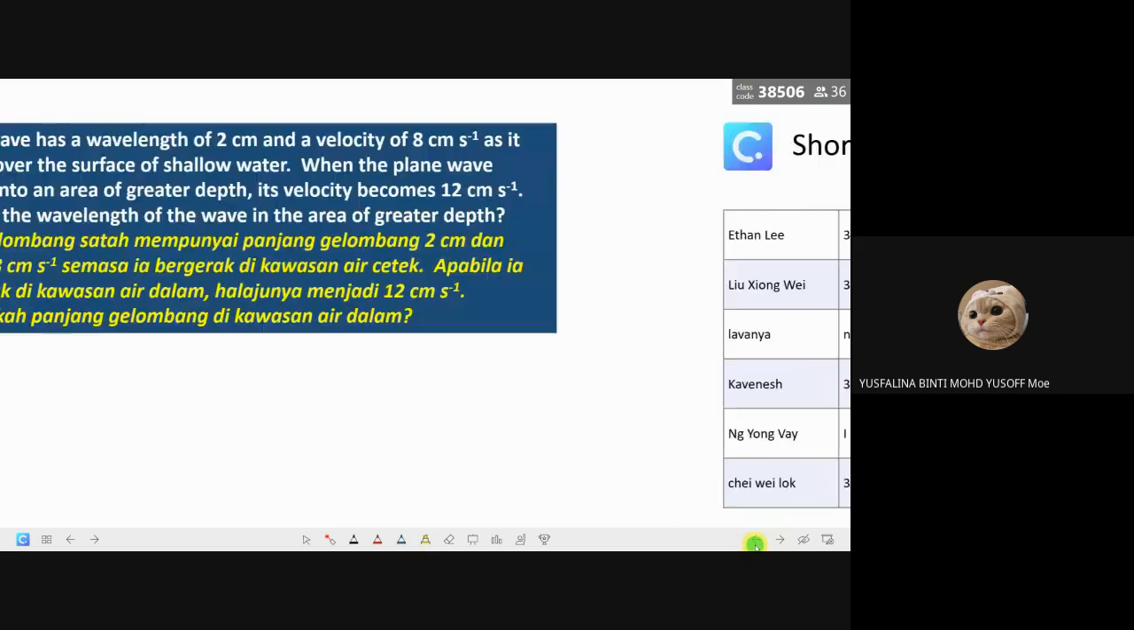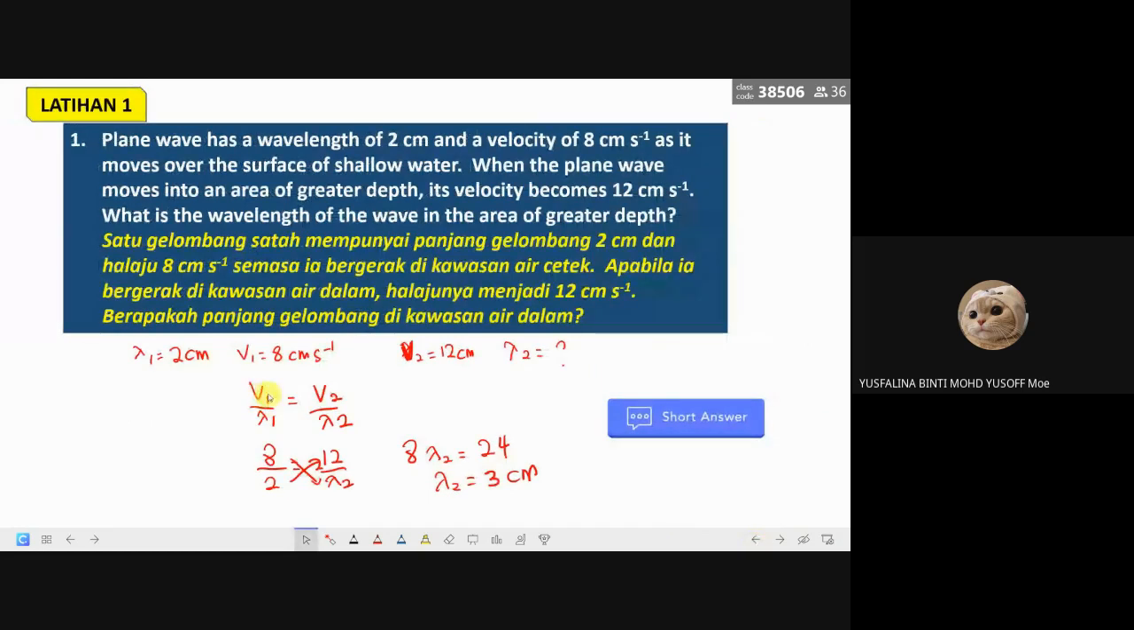You use the formula, right? V1 over lambda 1 equals V2 over lambda 2. This is only for the refraction of wave. Because in refraction, the frequency is the same before and after the wave is refracted. But for the reflection of wave, you just use V equals F lambda, because there is no change in speed, frequency or wavelength. The only thing that changes in reflection is the direction of propagation.